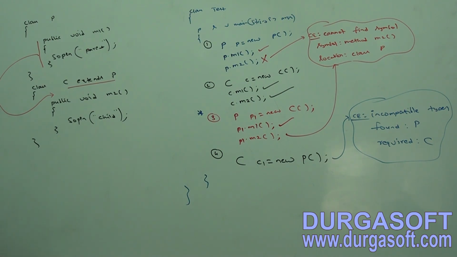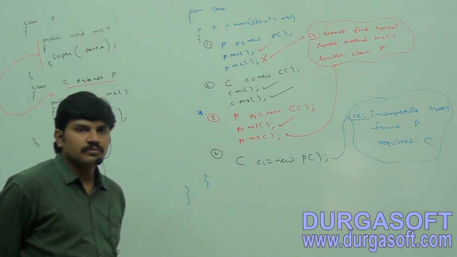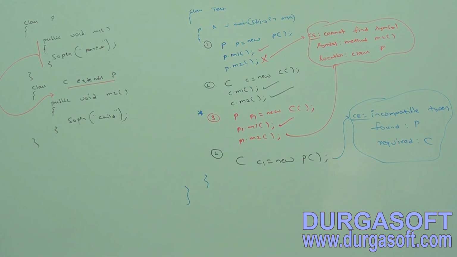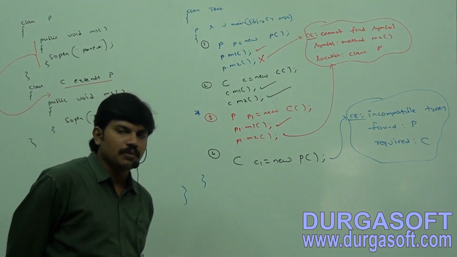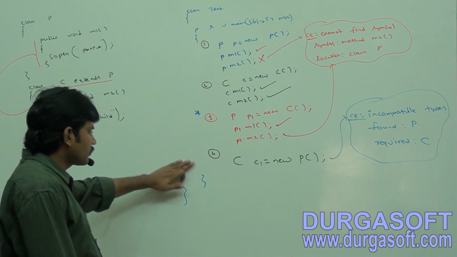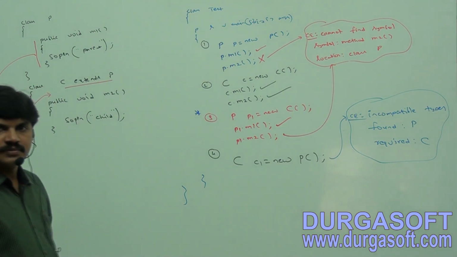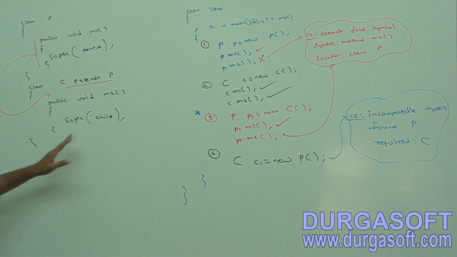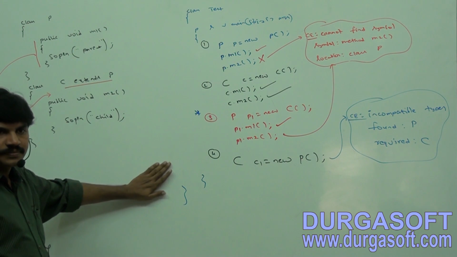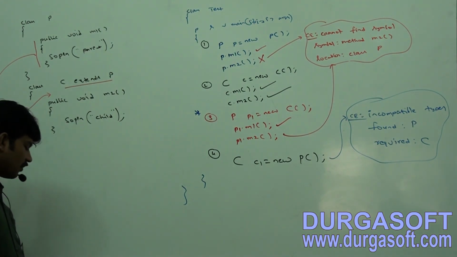Child C1 is equal to new P. Incompatible types. Found P required C. Incompatible types found P required C, like this we are getting. Okay, now are you able to understand the point, right? You should have clarity about this terminology, right?